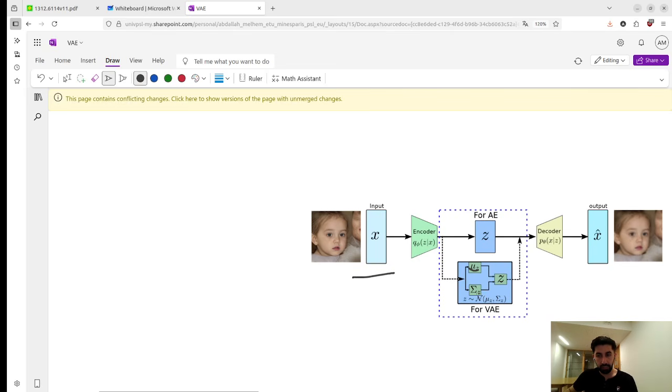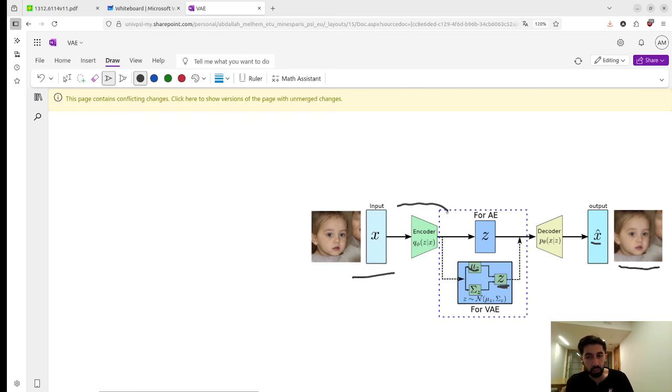We get the mean and the standard deviation. We sample epsilon from 0, 1. We calculate z. Z is random. Then we input z to the decoder. And the decoder outputs x bar, and x bar should be as close as possible to x. As you can see, x bar is a bit blurry, so it's not identically equal to x.